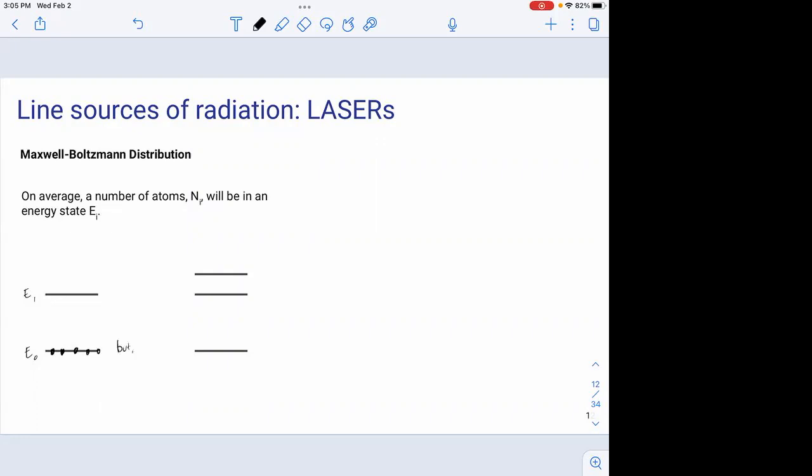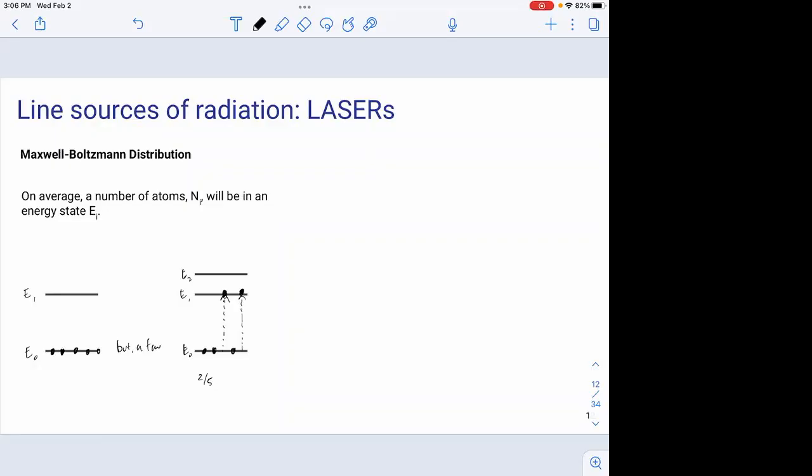But a few will be promoted to a higher energy state. So here's E sub 0 again, here's E sub 1, E sub 2. So I had 5 over there, so I can put 5 here. Maybe this guy moved up here. Maybe this guy moved up here. So in this depiction, I've got 2 out of 5 that are in that higher energy state.